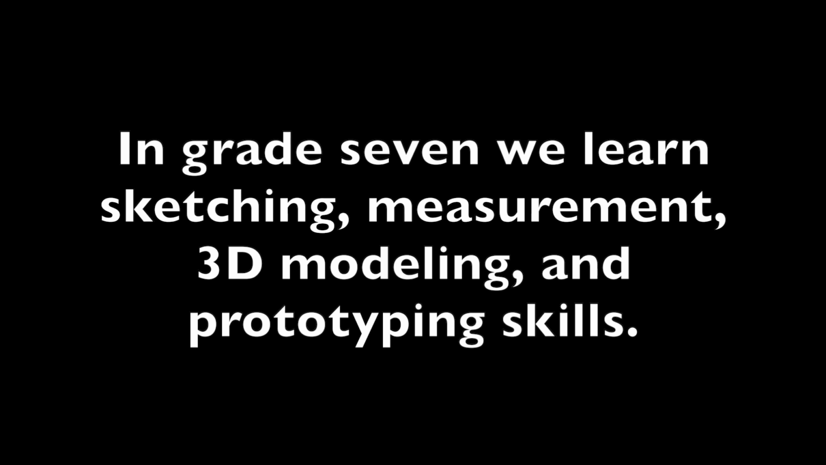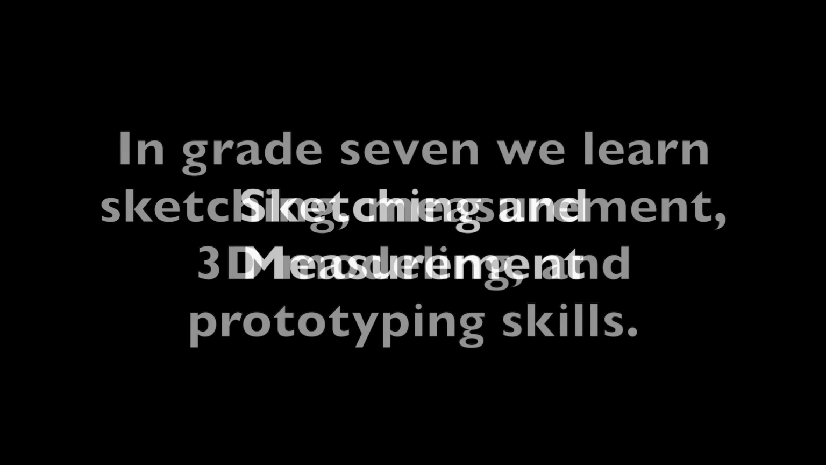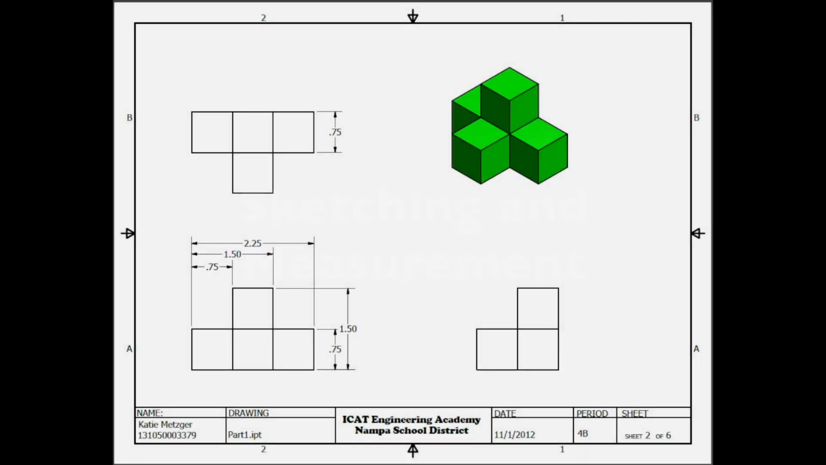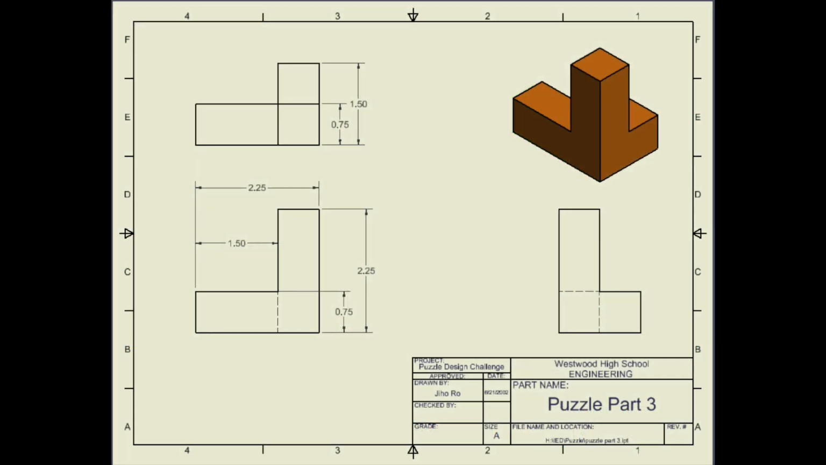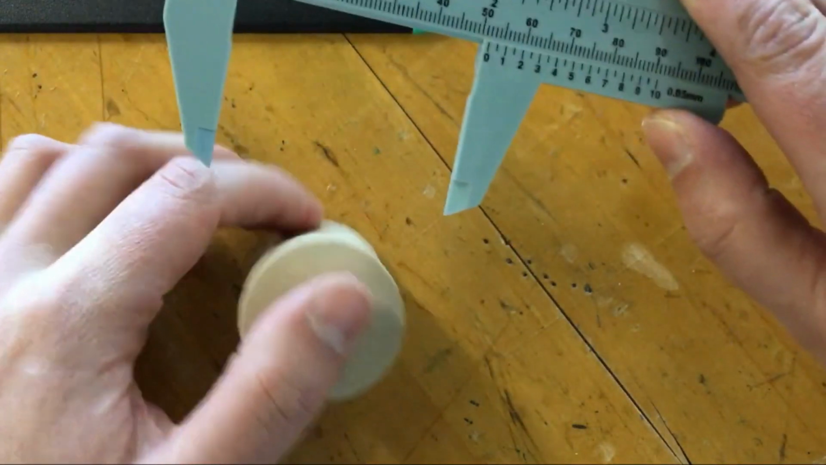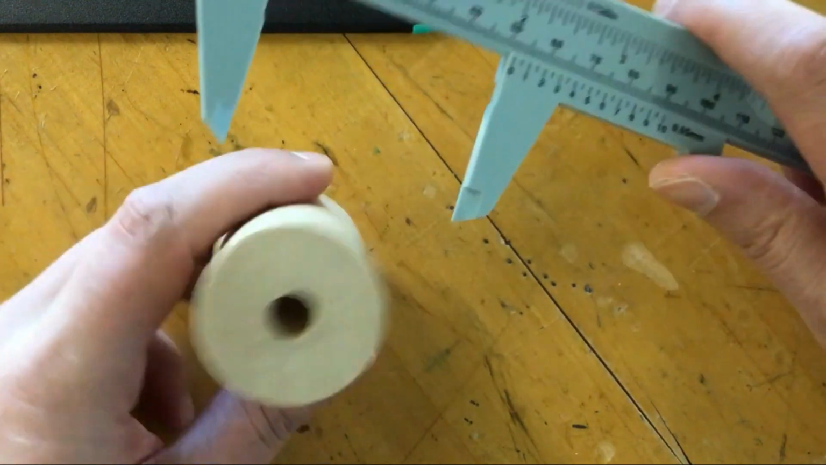In grade 7, we learn sketching, measurement, 3D modeling, and prototyping skills. Sketching and measurement are used by engineers to convey design ideas. An engineering sketch includes an isometric or three-dimensional representation of an object, and it also includes a multi-view sketch of the top, front, and right views. You will also learn how to use calipers to measure height, width, and depth.